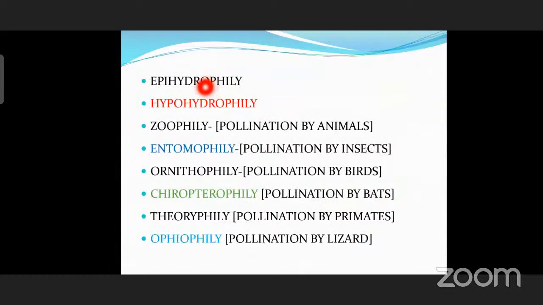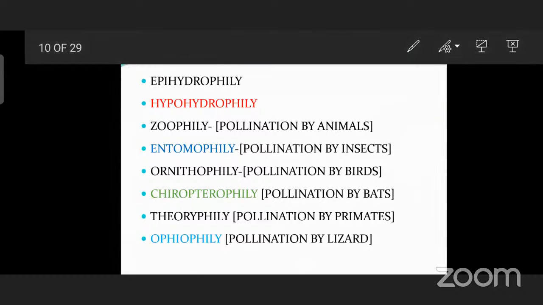In hydrophily, pollination is divided into two types: first epihydrophily and second hypohydrophily. What is epihydrophily? In the majority of aquatic plants, for example water hyacinth and water lily, the flowers emerge above the level of water and are pollinated by insects or wind, as in most land plants. The female flowers reach the surface of the water.